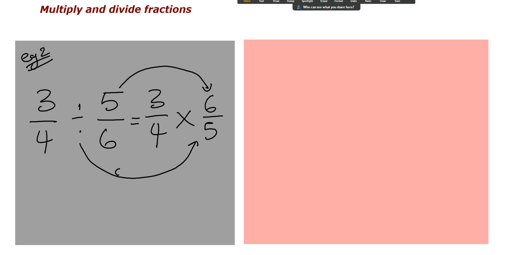Now you simply have to multiply the numerators at the top, 3 times 6. Remember, we change the sign and we swap the second fraction. Here we go. 3 times 6 gets me 18. 4 times 5 gets me 20. And I can simplify by dividing by 2 to get 9 over 10.